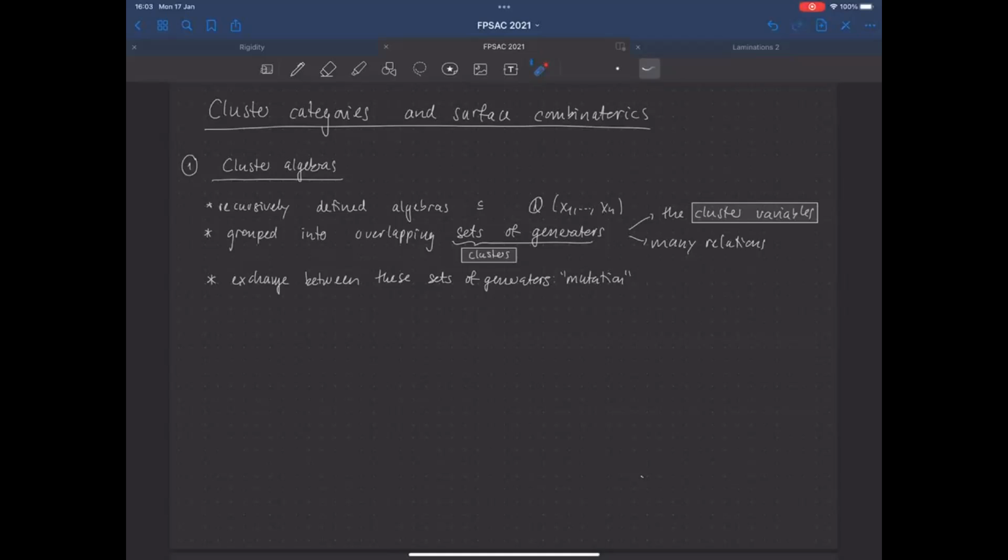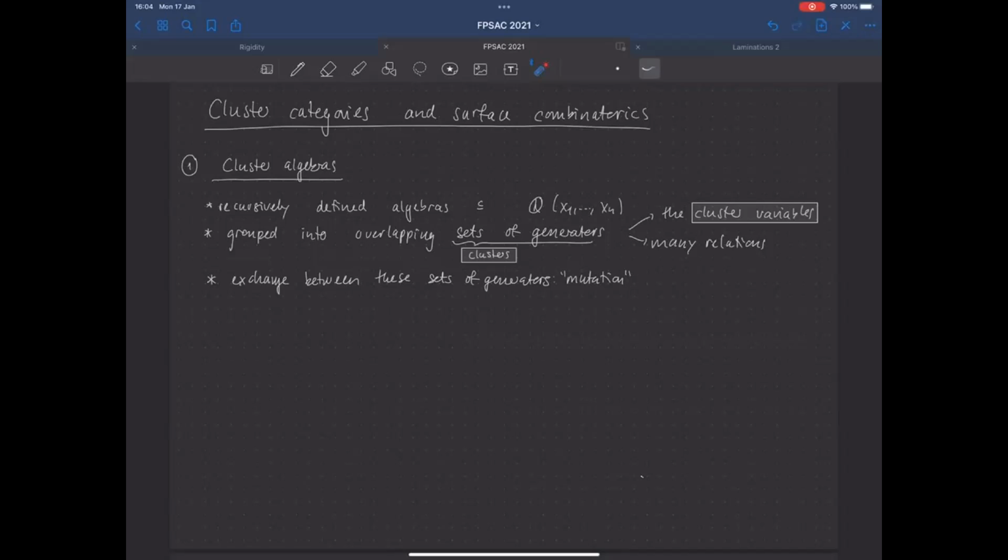The exchange between two sets of generators, where you replace one generator and get a new one, is called mutation. So these cluster algebras were invented around 20 years ago by Fomin and Zelevinsky, and they were motivated by phenomena they observed in the study of the dual canonical basis. So this is sort of a discrete object. You have a basis and you can replace one of the elements by some other element, not like in a basis in linear algebra.